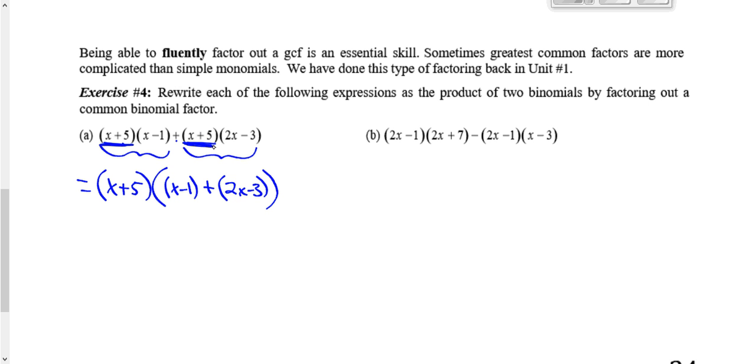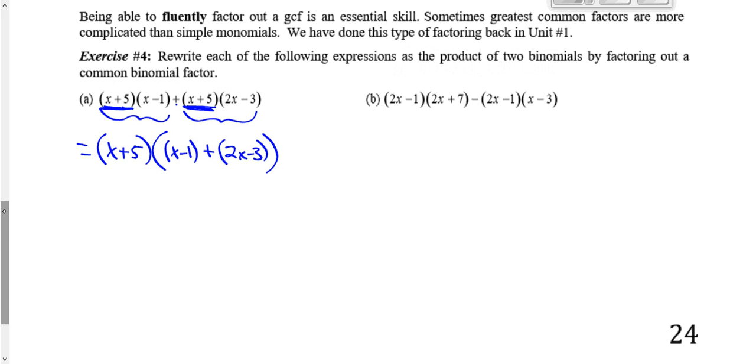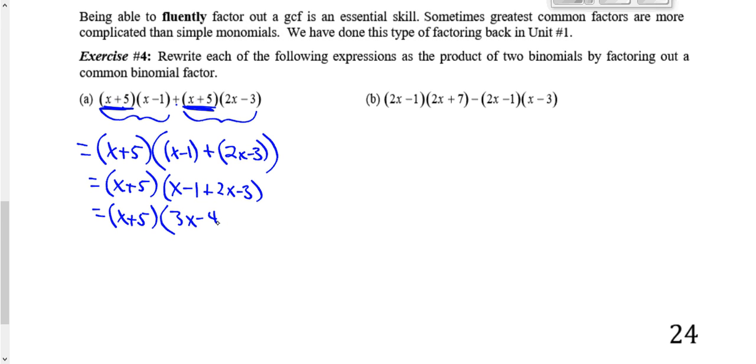Now, I really didn't need parentheses around each one of these, because what's in front of these parentheses? Nothing. So really, it's x plus 5 times just x minus 1 plus 2x minus 3, right? And can we simplify this a little bit more? X plus 5 times what, guys? 3x minus 4. Negative 1 minus 3. Okay?